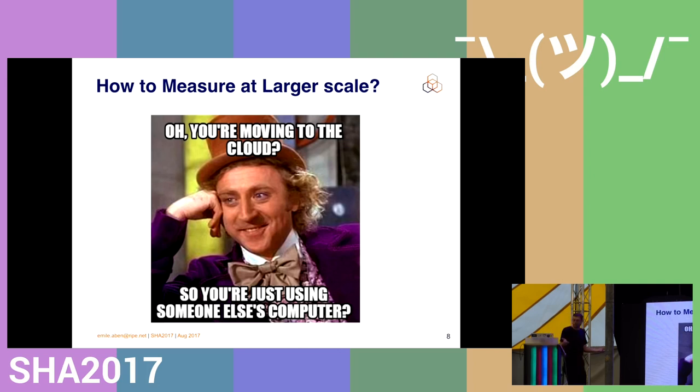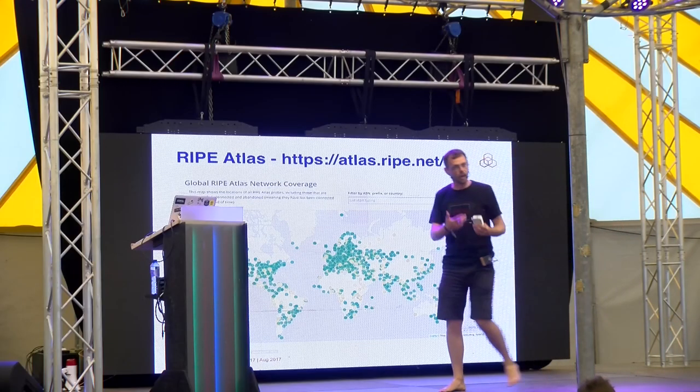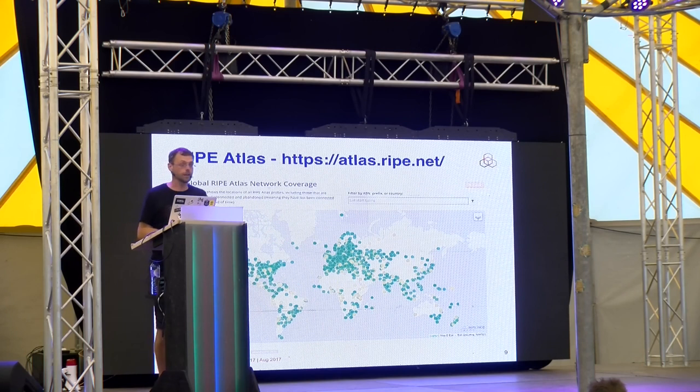Well, the cloud is a thing nowadays, so you just use lots of other people's computers. And in our case, these computers are something we call RIPE Atlas. So that's a system of very small boxes. There's one hidden on the stage, actually. Can you see it? It's right here. It's these types of boxes that we give out to people to help us and other people collect data on the internet to make it better, to measure it.